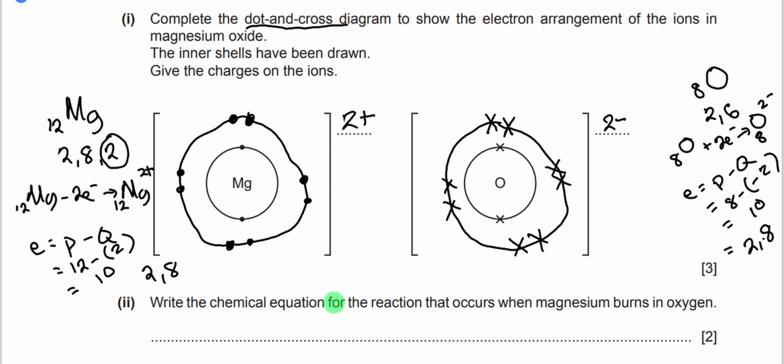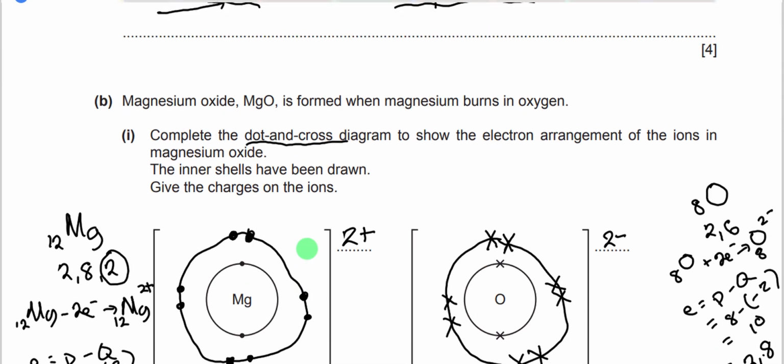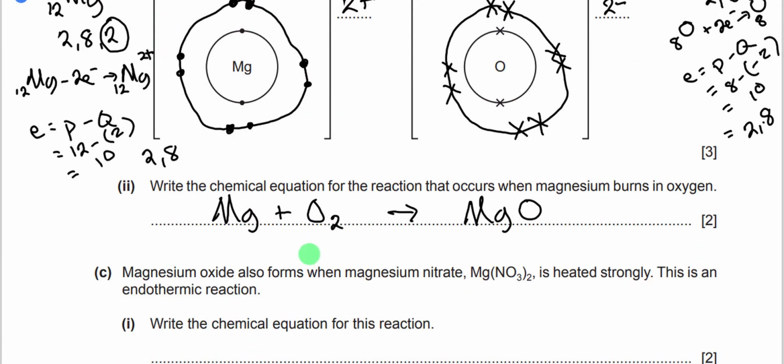for oxygen. Now write the chemical equation for the reaction that occurs when magnesium bonds in oxygen. This is the combustion reaction of magnesium in oxygen to give magnesium oxide. Indirectly, they are trying to tell me to write the formula for magnesium oxide. Not necessarily, because I think you were given the formula of magnesium oxide here. So magnesium bonds in oxygen to give magnesium oxide.